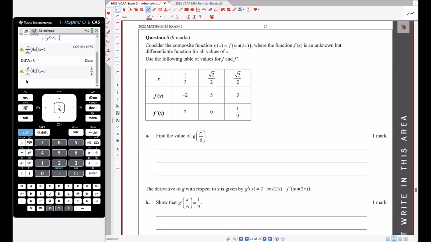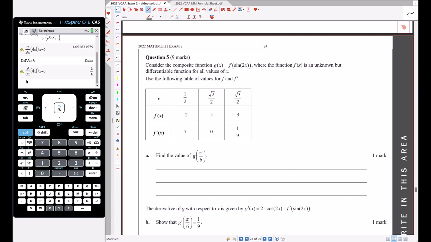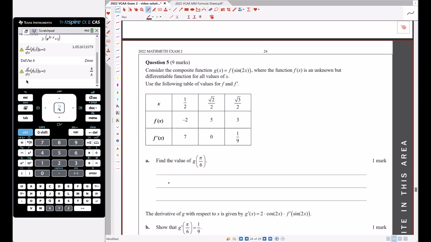Okay, and question 5. Consider the composite function g of x, which is f of sine of 2x, where the function f is an unknown but differentiable function for all values of x. Use the following table of values for f and f dash. Okay, so find the value of g of pi on 6. Okay, so g of pi on 6 means that we have f of sine of 2 times pi on 6, which means that we have f of sine of pi on 3.